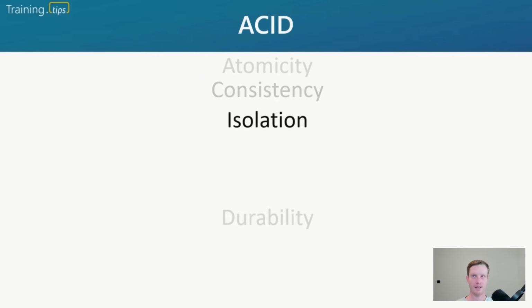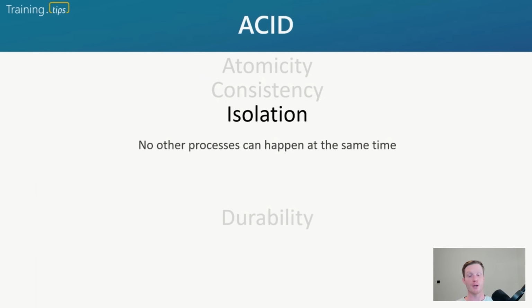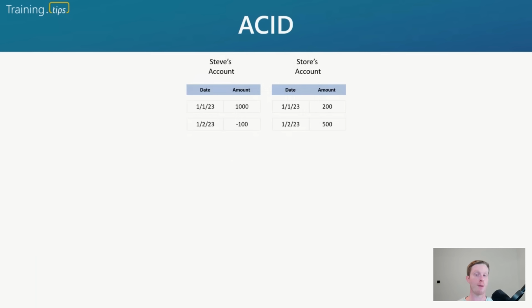Another part is isolation. No other processes can happen at the same time or interfere with the current process. So for example, let's have another look at this. Let's say in the same example that Steve's going to buy something from the store again. Now, as we said, there's two things that need to happen. We need to debit Steve's account and credit the store's account. Obviously, they're going to try and run at the same time, but they're probably not going to run to the millisecond. There's always going to be some lag, probably.